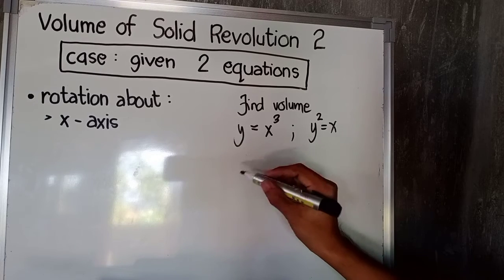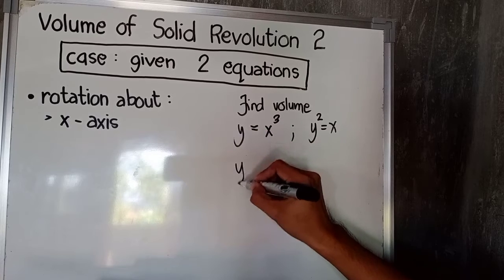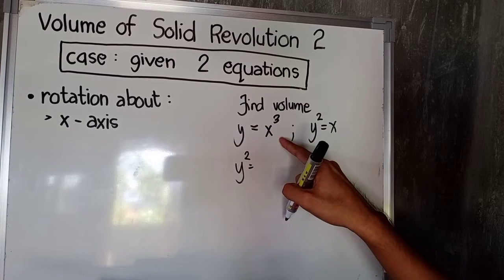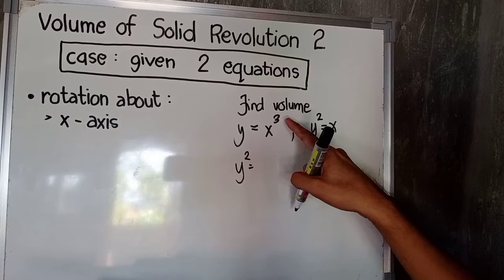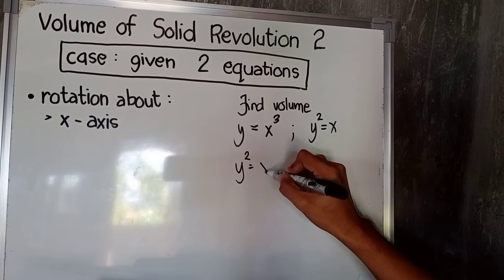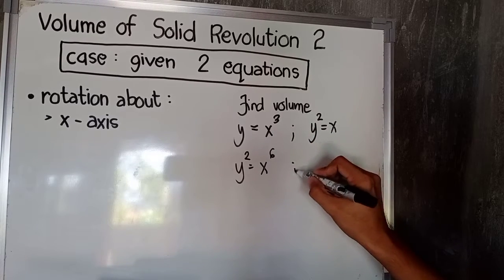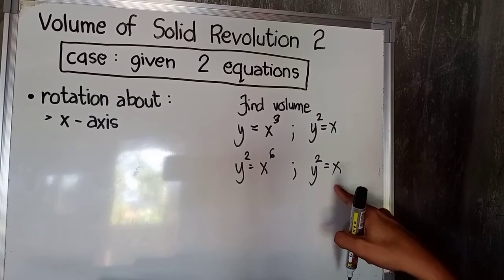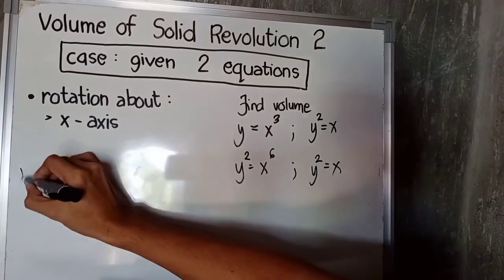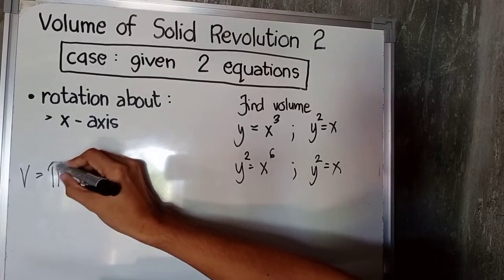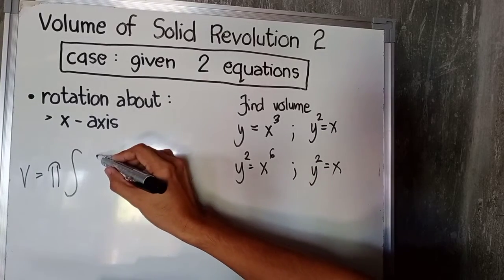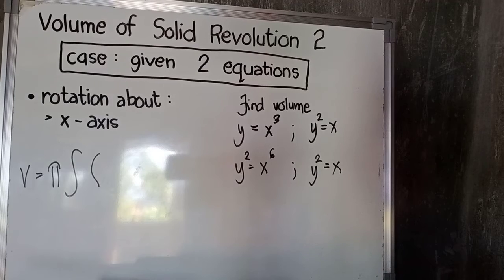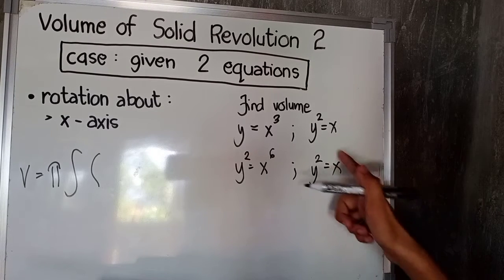So kapag ginawa natin siyang y squared, this will become also x cubed squared. So that is x raised to 6. And then ito naman, naka-y squared na siya. So wala na tayong problema. Ito na yung ilalagay natin dun sa ating formula for the volume. Pero uunahin natin is the y squared of the line or the lower degree.